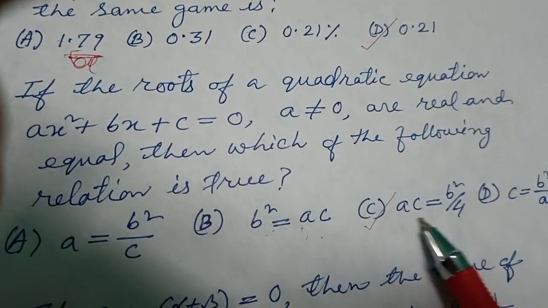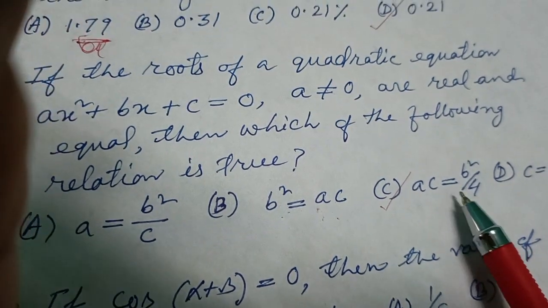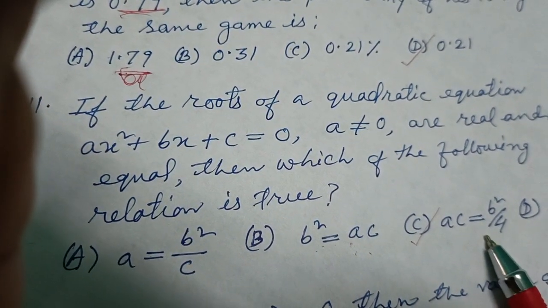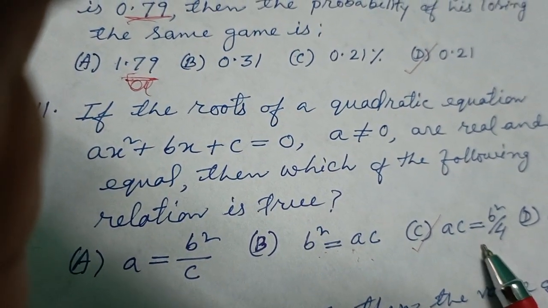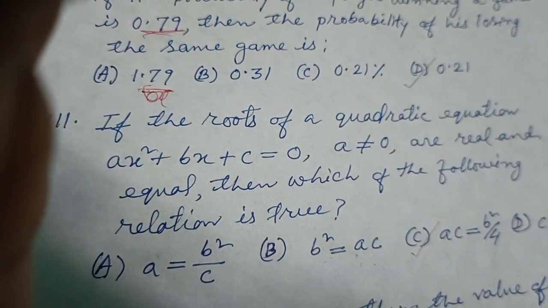So b square minus 4ac will be 0, because from the formula you know, for real and equal roots, b square minus 4ac is equal to 0. Because of that, this would be your answer, not this, and not this either. Clear? So this is the answer.